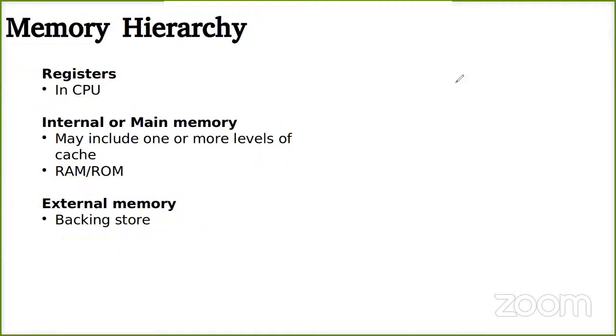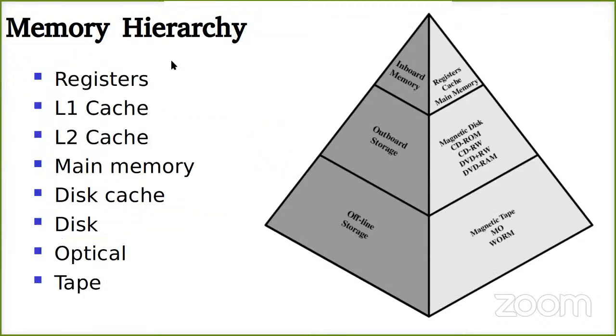Now, the hierarchy of this looks like this. You have your storage, that is your CD-ROM, your tape, your magnetic disk. These are all your outside storage. Then you have your inboard storage, that is your RAM and your ROM, your BIOS, your flash. Then you have something inside the CPU, and that is registers, cache.